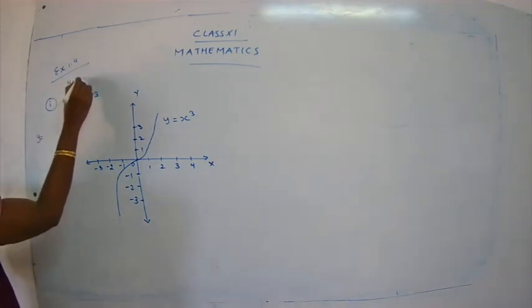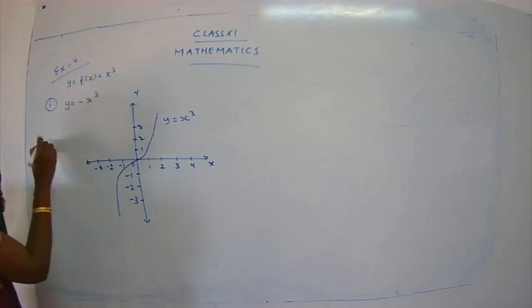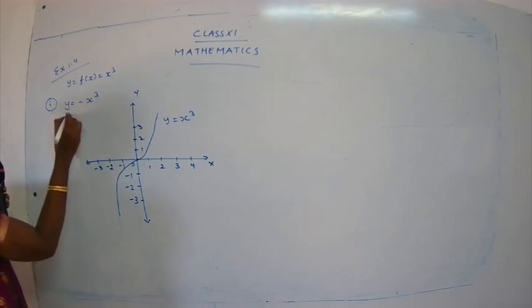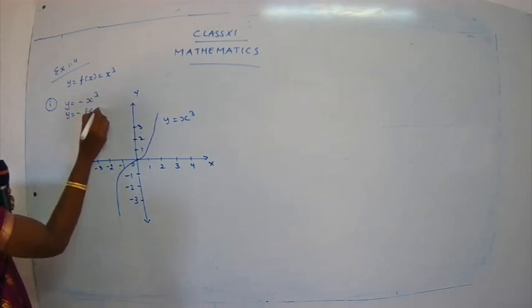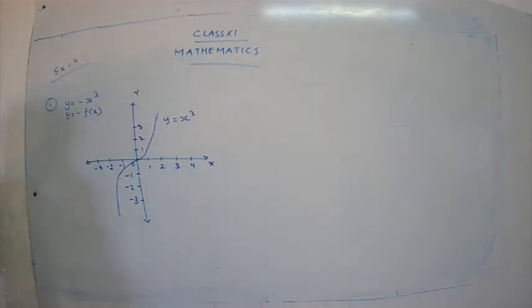Suppose you have the function y is equal to f of x. So f of x is equal to x cube, yeah? So here what do you have? Y is equal to minus f of x. This is for our reference. So y is equal to minus f of x. This is what we get. Okay, so how will the graph of y is equal to minus f of x look?